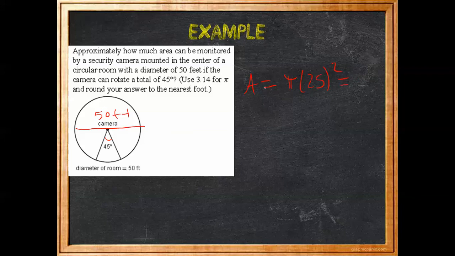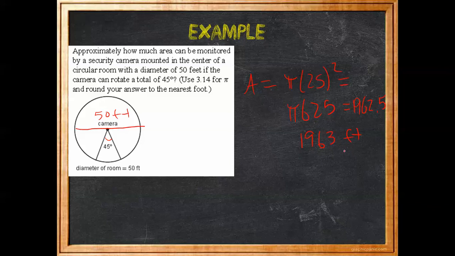And here it doesn't want an exact answer. It just says use 3.14. So we have pi 625. So then we're going to take 625 times 3.14, and that's going to give us 1,962.5. Okay, so we can round that up to 1,963 feet. Okay, so that's the area of the whole room.